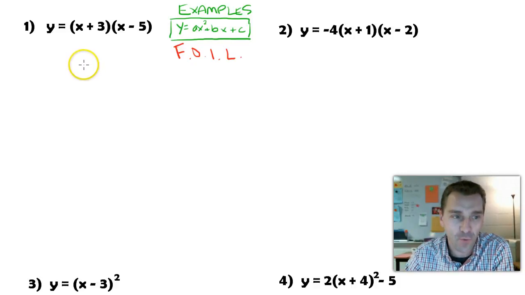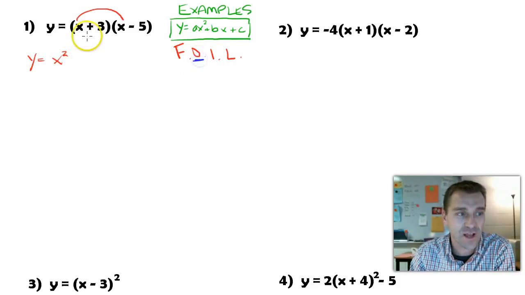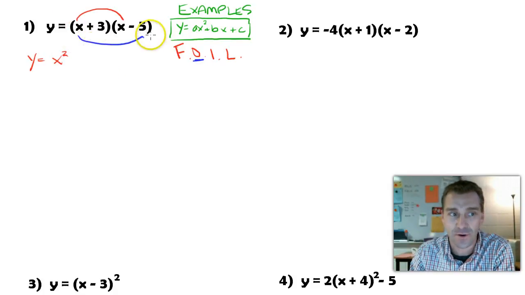Some teachers call it FOIL, and I'm okay with whatever you want to call it, but the F stands for the first. So we take first times first, which gives me y equals x squared, and then I'll change colors. The blue, the outers, means the very outside ones. So we take those times each other. So that's x times negative 5, which gives me negative 5x.